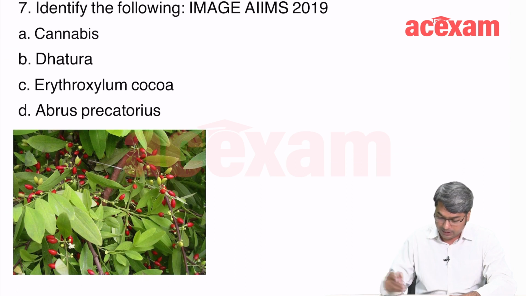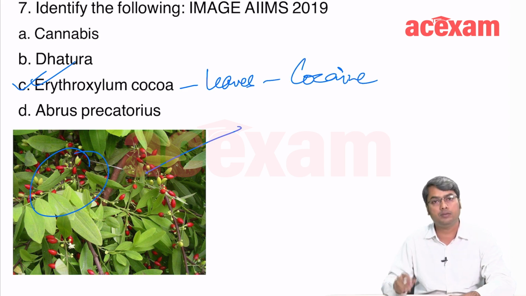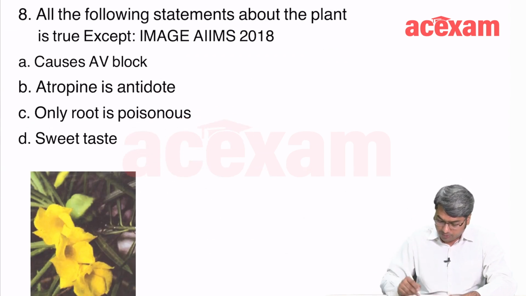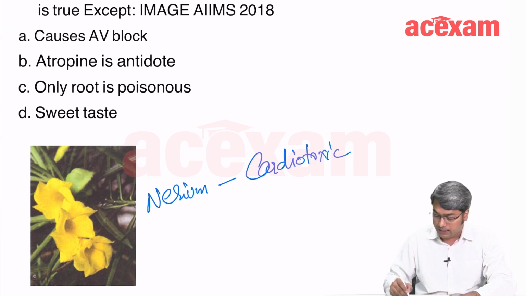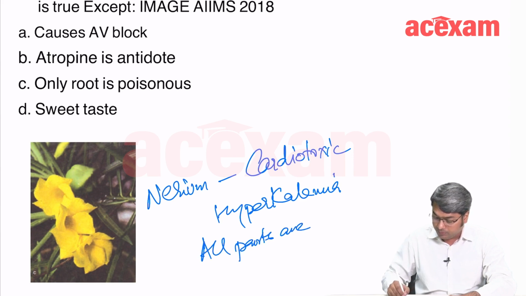Identify the following. As we see this image, we have shown this image. This is that of Erythroxylum coca, and from the leaves of this plant we get cocaine, which is a CNS stimulant drug. All of the following statements about the plant is true except. What plant is this? This is nothing but nerium. Nerium is a cardiotoxic plant, and it produces death by hyperkalemia. Okay, and all parts of the plant are poisonous. All parts are poisonous.